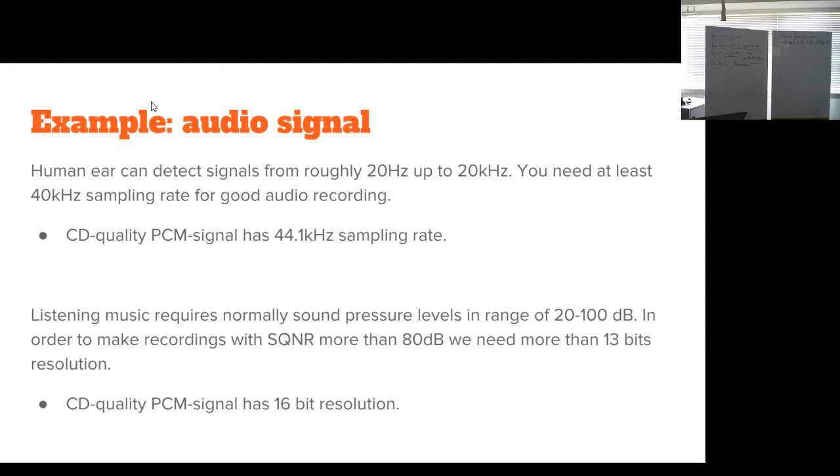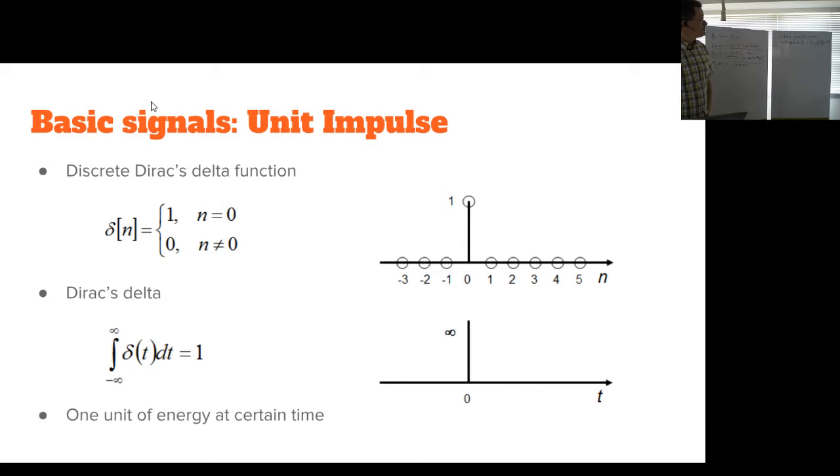Okay, but anyways, so CD quality PCM signal has 16-bit resolution. 16 times 6 is 96, right, plus 1 processor. So it's almost 100 dB signal to quantization noise ratio. So that's where those numbers come from.